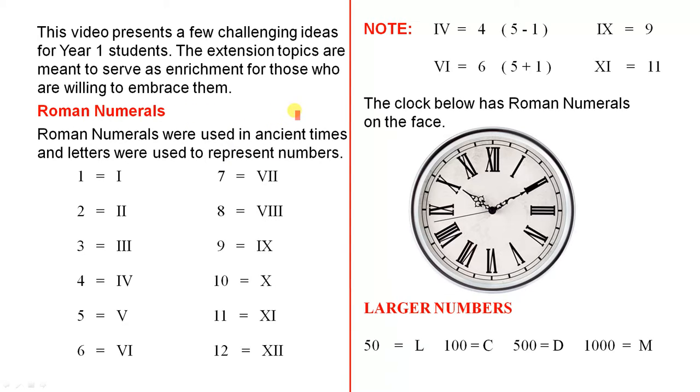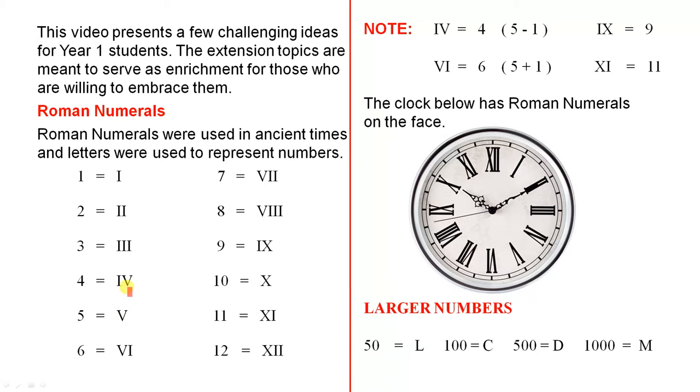Roman numerals were used in ancient times and letters were used to represent numbers. So the number 1 was like the capital letter I. Number 2, two of them together. The number 3, three next to each other. The number 4, now may I skip to 5 and tell you that 5 is the letter V.